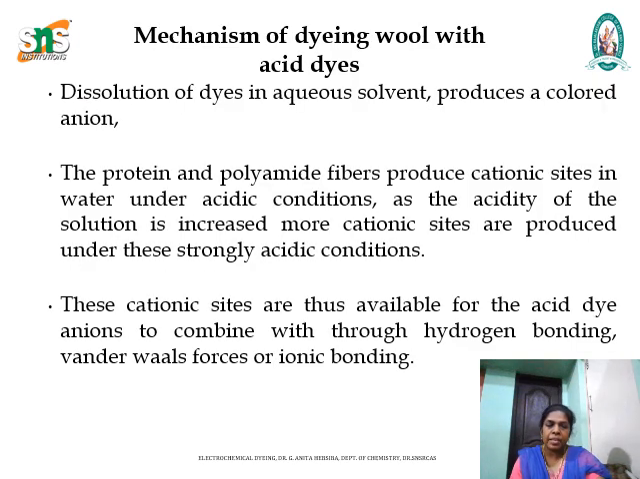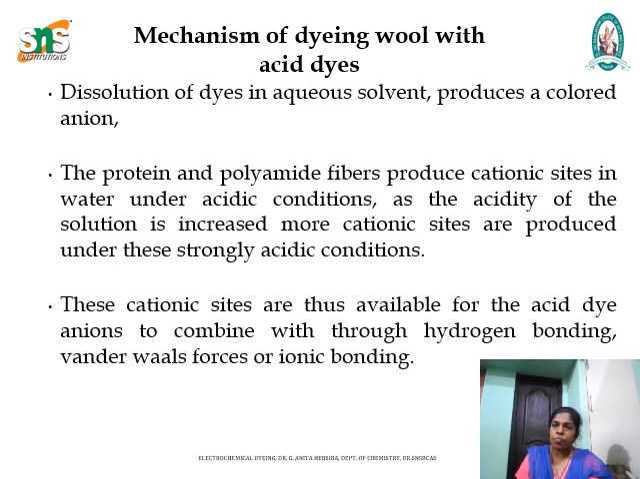Mechanism of dyeing wool with acid dyes. How these acid dyes are used for dyeing wool. Dissolution of dyes in aqueous solvent produces a colored anion. This is the first step. The protein and polyamide fibers produce cationic sites in water under acidic conditions. As the acidity of the solution is increased, more cationic sites are produced under these strongly acidic conditions.